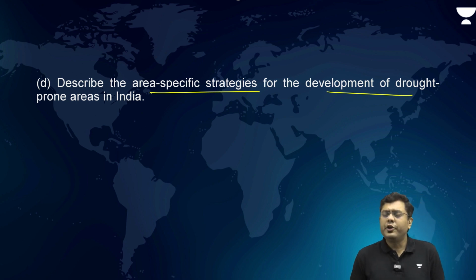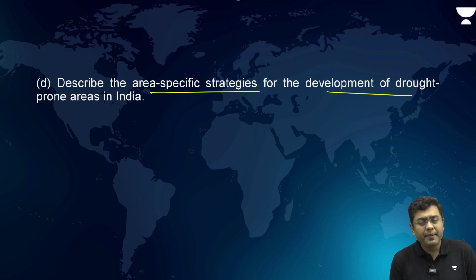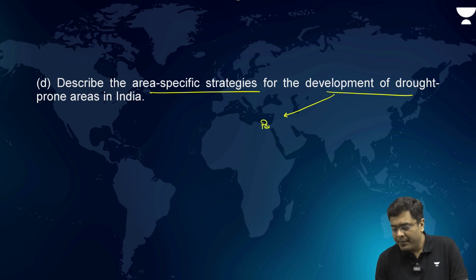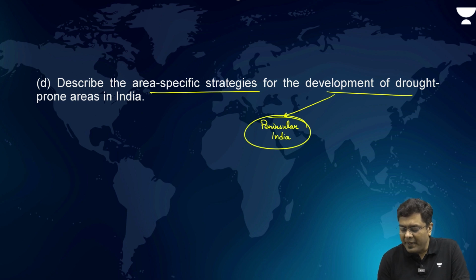So, which are the drought prone areas? You basically have the regions in peninsular India, right? So, peninsular India, you have the various regions. Which are the regions in peninsular India? You basically have the Vidarbha region in Maharashtra, Karnataka, Telangana. These are very drought prone, Andhra Pradesh.